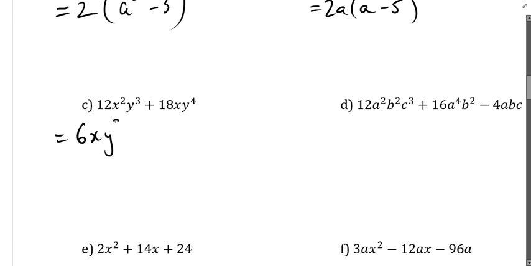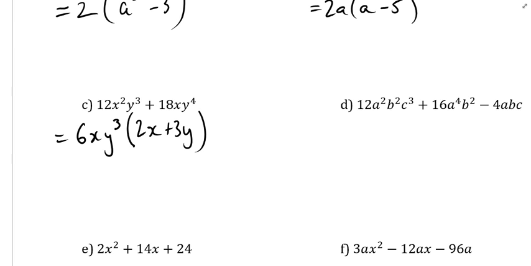Nice. And then bracket. 12 divided by 6 is 2. X squared divided by x is x. Y cubed divided by y cubed is 1. Gone. 18 divided by 6 is 3. X divided by x, gone. Y to the 4th divided by y cubed. 4 minus 3 is 1, so that's y to the 1. Done.